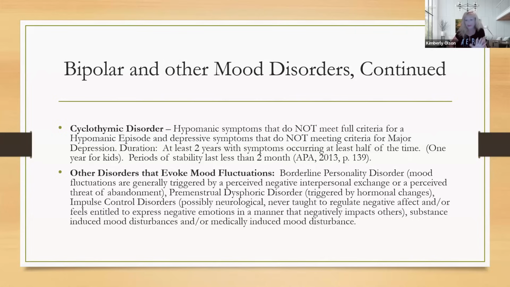Which, I mean, it could be just Saturday and the sun is shining and you've got a manic episode on your hands. Whereas with borderline, it is absolutely predicted or preceded by some type of negative interpersonal exchange or perception of a negative interpersonal exchange. Premenstrual disorder is triggered by hormonal changes.